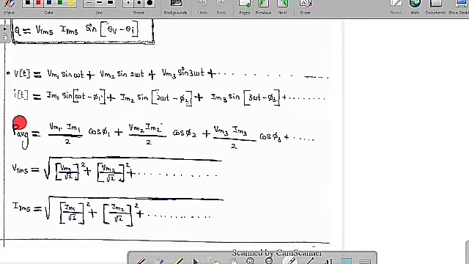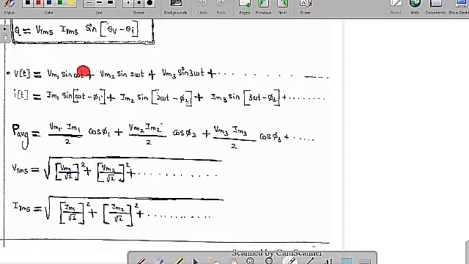If they are going to ask the average power, the simple way is take only the same frequency terms. If this is omega, this is also omega. If this is 2 omega, this is also 2 omega. If this is 3 omega, this is also 3 omega. Means take only the similar frequency terms. So therefore this is Vrms into Irms into cos of the angle between these two things, which is phi 1. And similarly Vrms into Irms into cos of the angle between these two terms, which is phi 2. And similarly Vrms into Irms into cos phi 3, and it goes on. So therefore here we are going to get the average power expression.